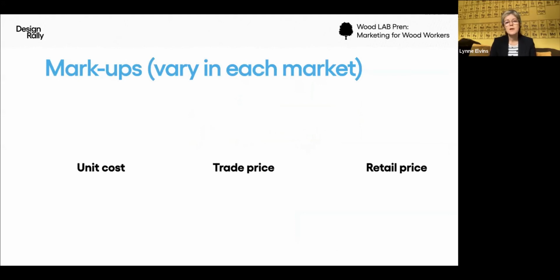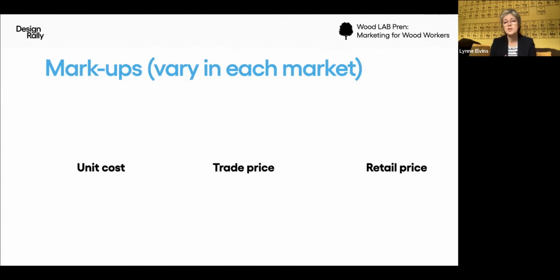And then a little bit on markups, just as we come towards the end. Prices and markups vary in each market, so it's never a hard and fast calculation to be done. But when you're thinking about pricing, do consider that generally there are these three prices that you need to think about. There's your unit cost. There's then potentially a trade price, so if you sold these in bulk, what would that be? And then a retail price.